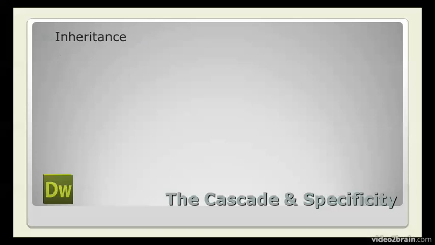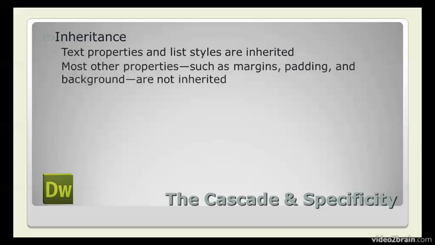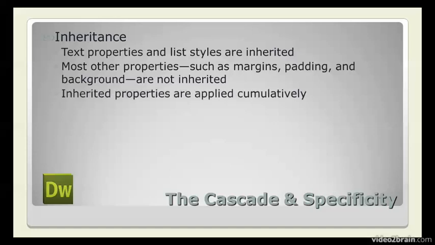Inheritance is also extremely important in CSS. Text properties and list styles are inherited, but most other properties, such as margins, padding, and background, are not. Inherited properties build on top of each other. For example, there's no need to specify the font family in every style rule if it's already been defined for an element higher up the document structure. But you can override inherited properties in more specific rules, for example, to apply a different font family to page headings.